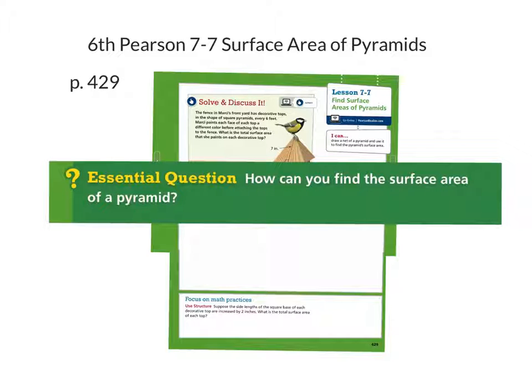Lesson 7.7, we're going to talk about surface area of pyramids. The idea is the same as what we did on the last lesson with the surface area of prisms. We're just going to break these pyramids up into separate sections, find the areas, and add them together. So it's really not much difference here. It starts on page 429. We're going to go ahead over to the next page, 430.